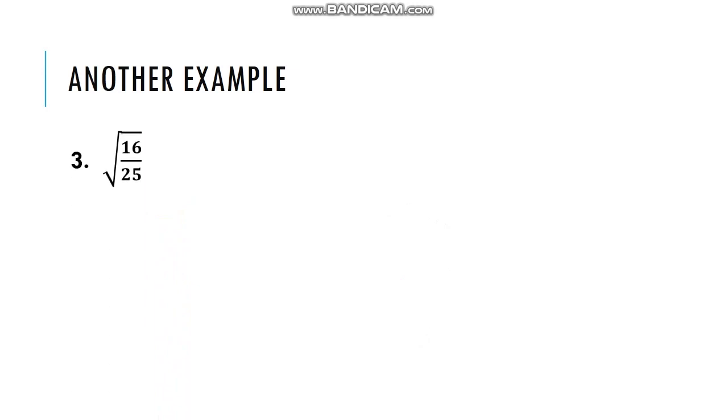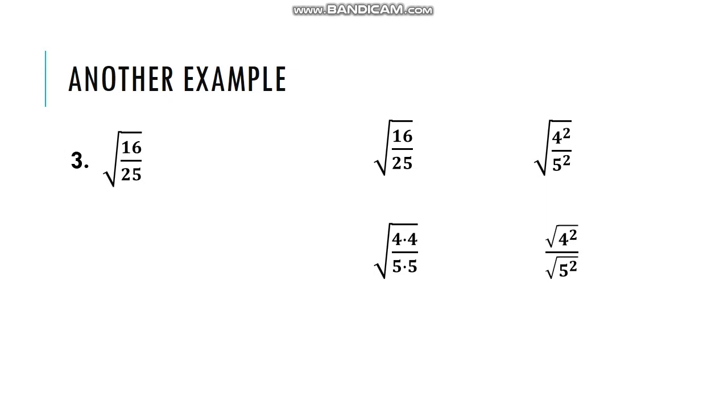Another example, square root of 16 over 25. Both 16 and 25 are perfect square numbers. So 4 times 4 and 5 times 5. Rewrite: square root of 4 squared over 5 squared, and rewrite the radical symbol. Square root of 4 squared over square root of 5 squared, and then cancel out the 2's and the radical symbols. What is left is 4 over 5. So therefore, the square root of 16 over 25 is 4 over 5.